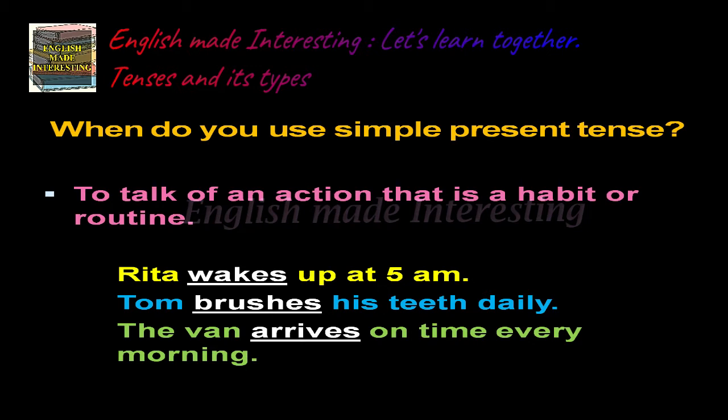Look at the next example. The van arrives on time every morning. So every morning it keeps happening. So again here it is simple present tense which is used in the sentence.